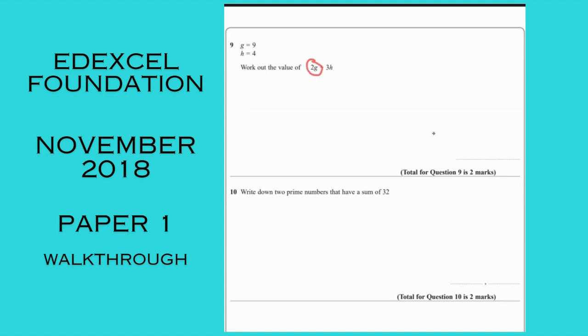On we go, bit of substitution, which really means bit of BIDMAS as well. 2 lots of G is 2 times 9, because multiplication comes before addition. And 3 times H, again, multiplication comes first, giving us the answer of 30.